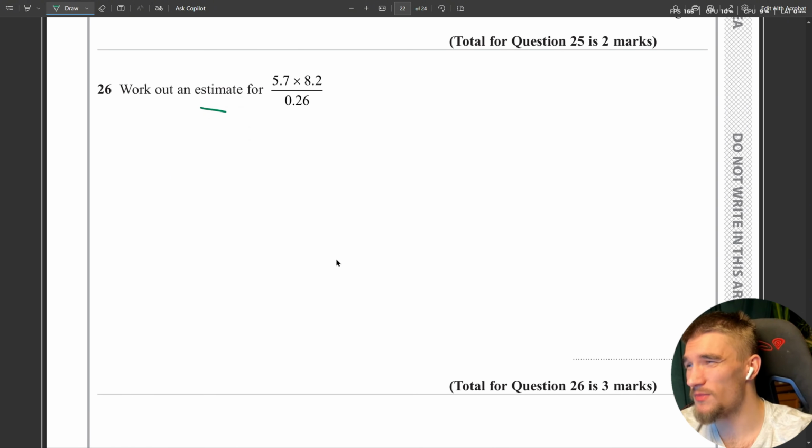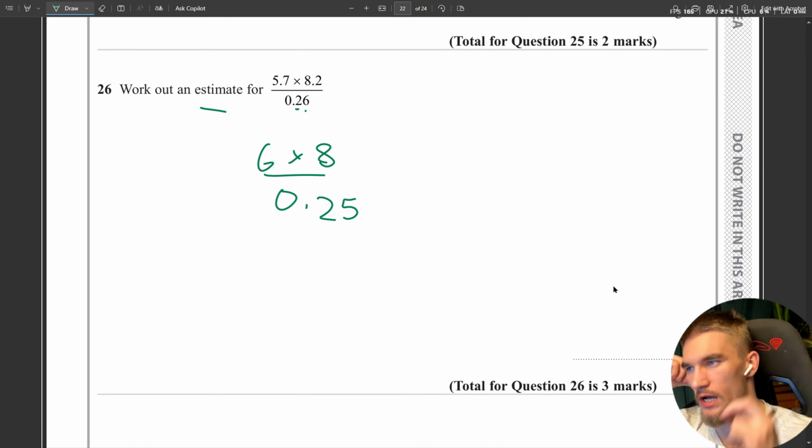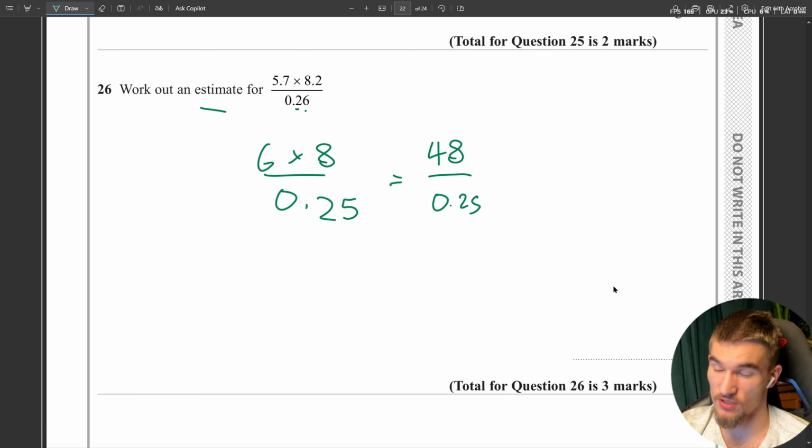So whenever we estimate, we just kind of pick reasonable numbers, all right? So 5.7 would become 6, 8.2 would become 8, and 0.26 we can leave as 0.2. But it has 2 decimal places, so I think I would leave it as 0.25 actually, just to be a bit more accurate. So 6 times 8 gives me 48, and this is divided by 0.25, right? So we're basically going to times it by 4 because it's a quarter.